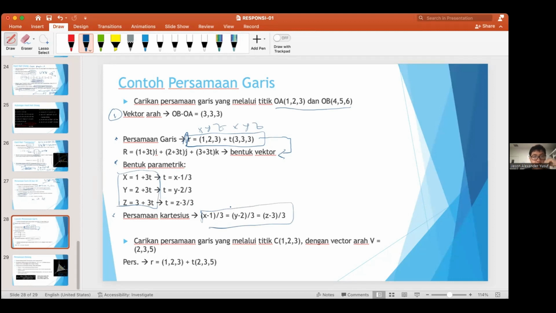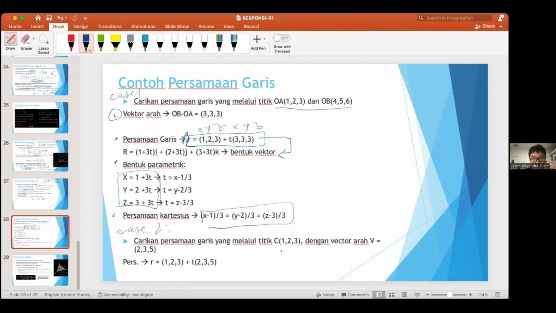How do we convert it? We just take a look at the parametric form, take a look at the t values, make x, y, and z in terms of t, and this is what you get. Then this is case 1, this is case 2.